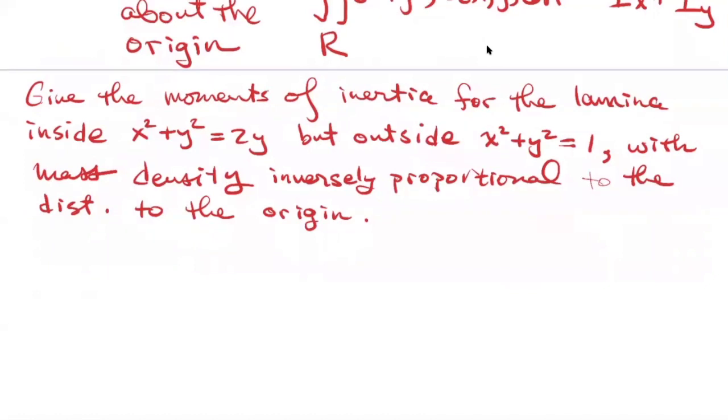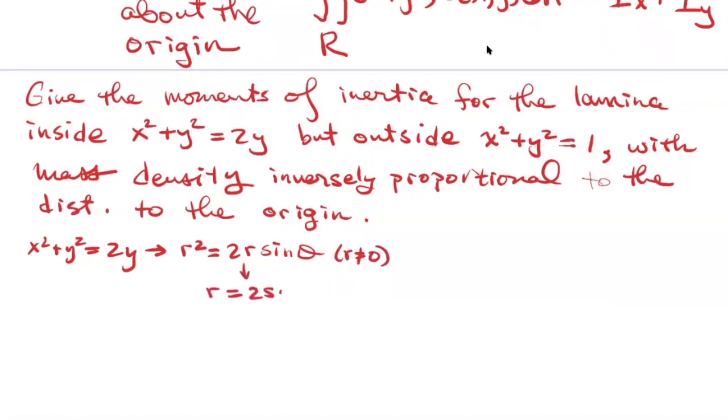We probably should get a graph. So just to remind you, for x squared plus y squared equals 2y, one thing to note is that it's probably best in polar coordinates. So you can say r squared is 2r sine theta. And then I'm not interested in r being 0 here. So if r is not 0, then you can say r equals 2 sine theta. So that's the polar coordinates form of that equation.